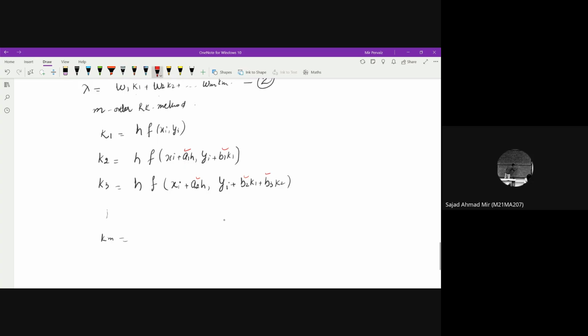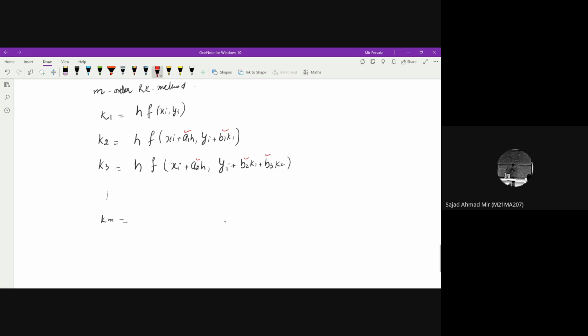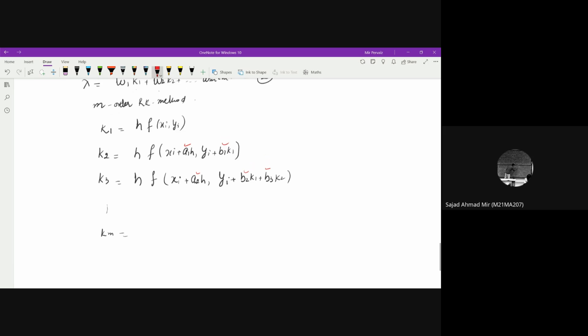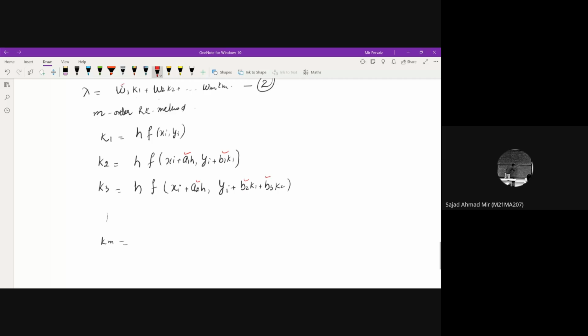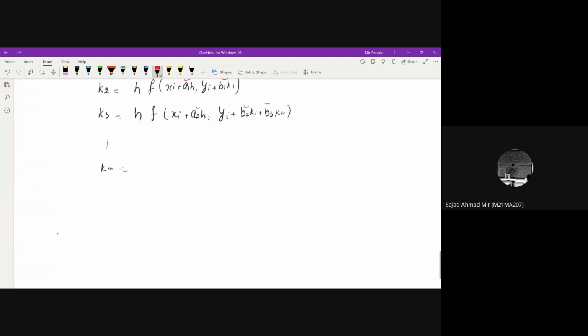Now, depending on how you consider all these values a1, a2, b1, b2, which means how many steps you are considering, and the slopes at all those points, if you specify the values, then you will get these k's, the weights you have to put, and you will get your particular RK method. Let's say RK method of order 1.